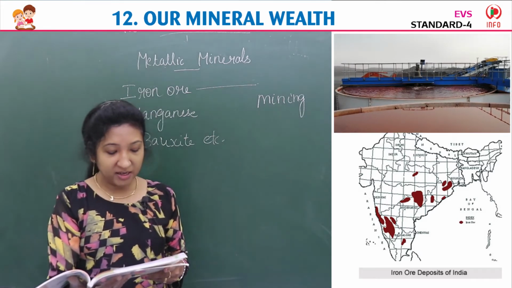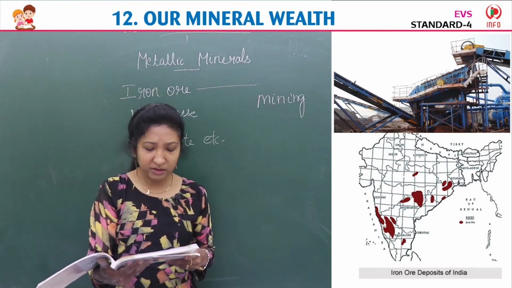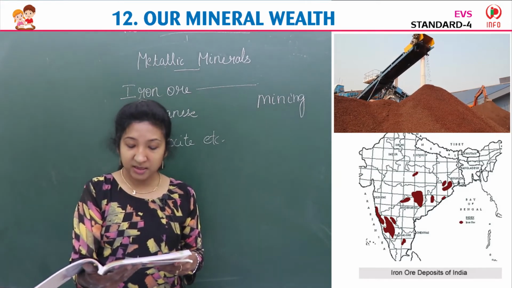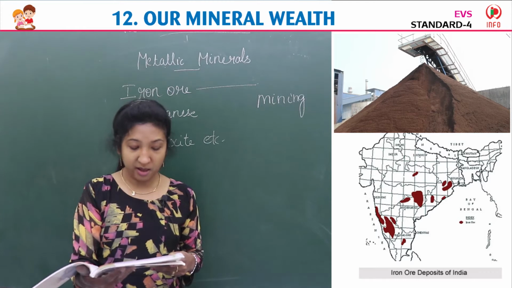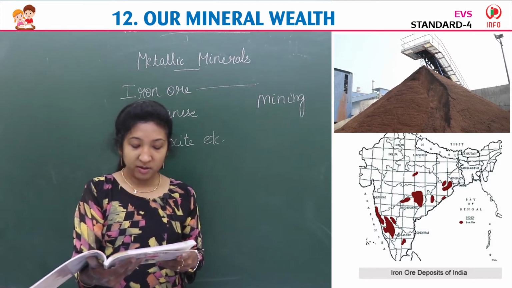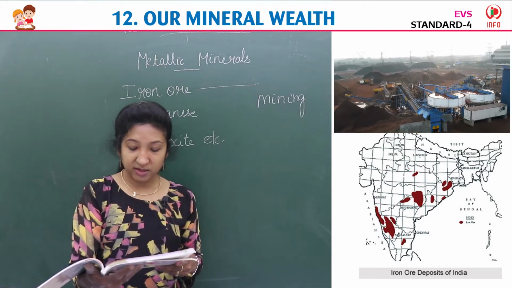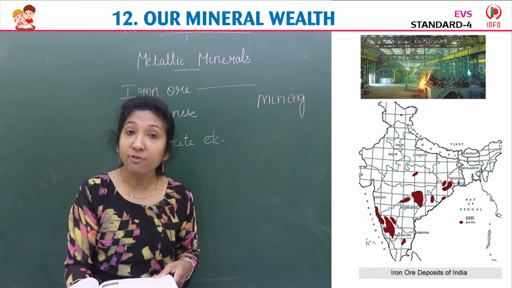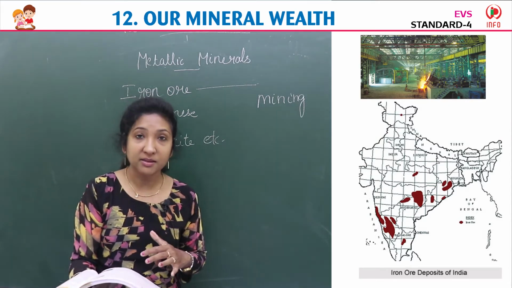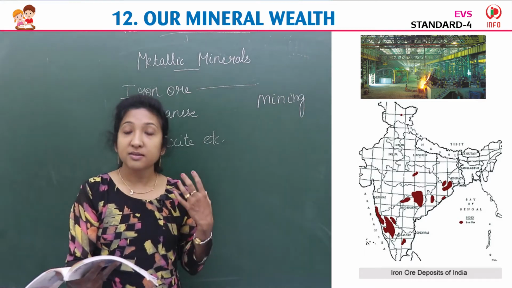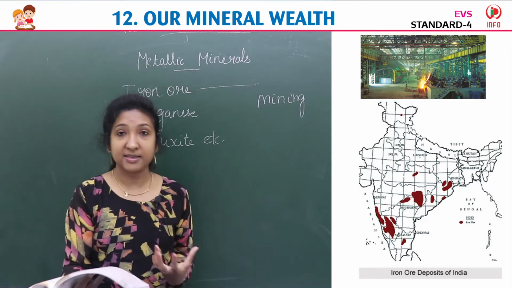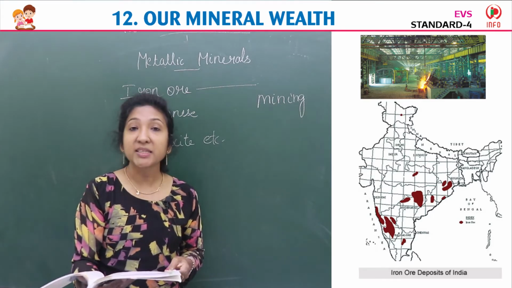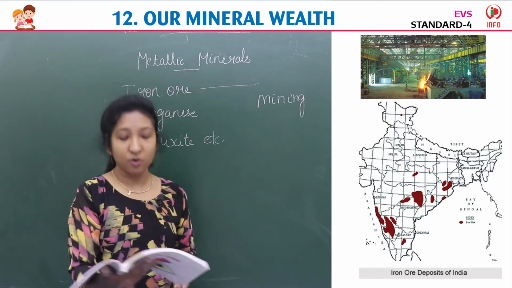The famous iron mines are at Navmundi, Goa and Bajabda in Singhbhum district of Bihar, Mayurbhanj, Keonjhar and Cuttack districts of Odisha and Kudremukh and Hospet districts of Karnataka. These are the places where we find iron ores, iron mines. So the first metallic mineral is iron ore.